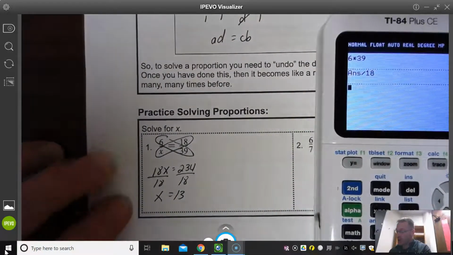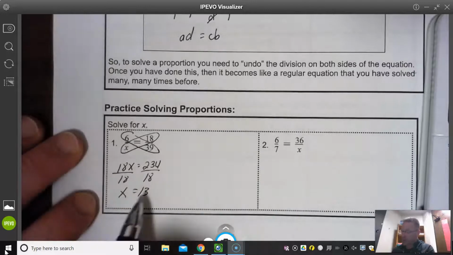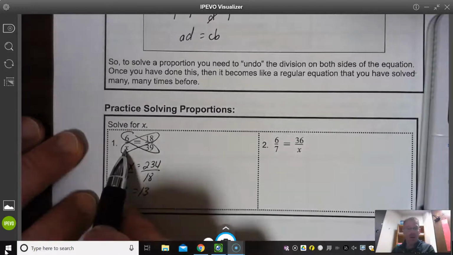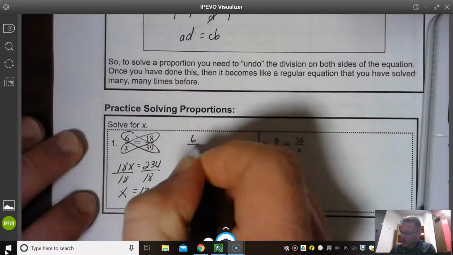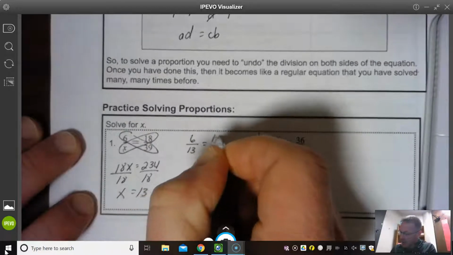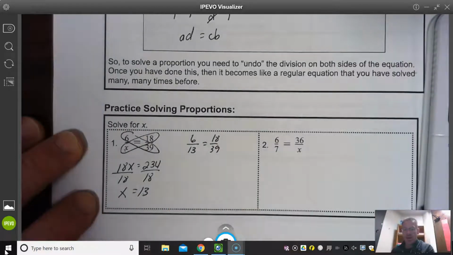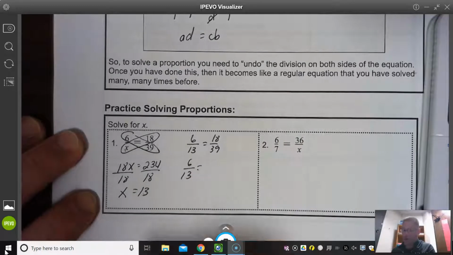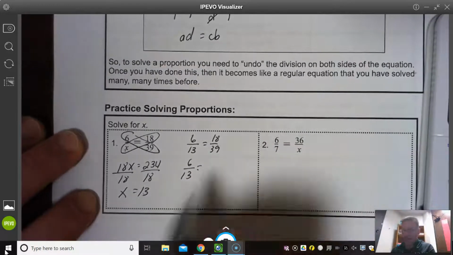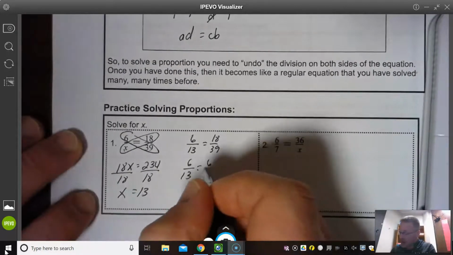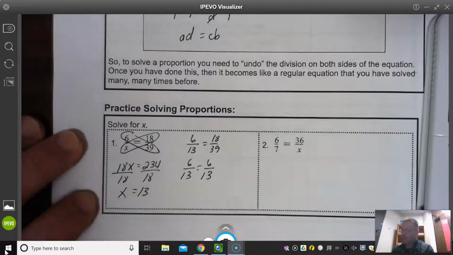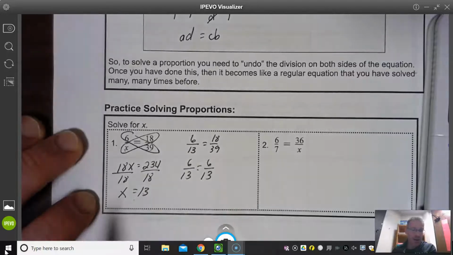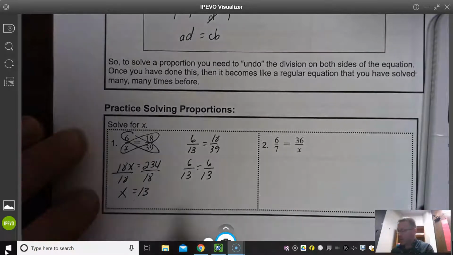Now, once again, notice you could check your work, because once I know what this 13 is, I could go back and plug it into my proportion. So 6 over 13 equals 18 over 39. And then I could reduce to make sure that I have equivalent ratios here. So 6 over 13 is already in lowest terms, and I can divide 18 and 39 by 3, and that gets me to 6 over 13. So once you get your value, whatever it is, you should be able to go back, plug it in, and test to see if you are correct.